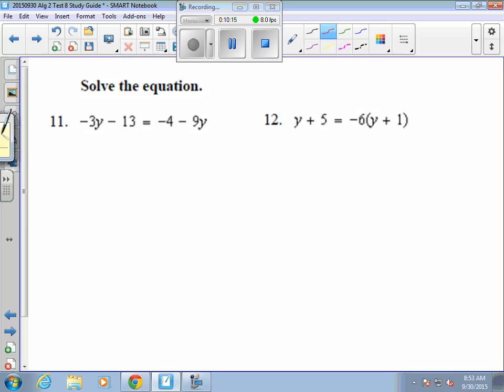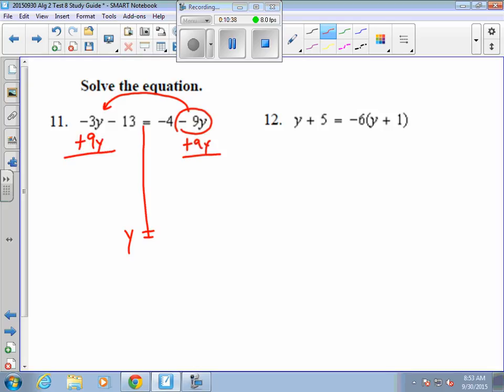It has variables on both sides. You want y to be by itself. Y equals, bring your smaller y over to your larger y. Collect your y's on the same side. Negative 9 is smaller than negative 3. So in order to move negative 9y over, you have to add 9y. If you add it there, you have to add it here. Negative 3y plus 9y, opposite signs, so subtract them. 9 minus 3 is 6y.